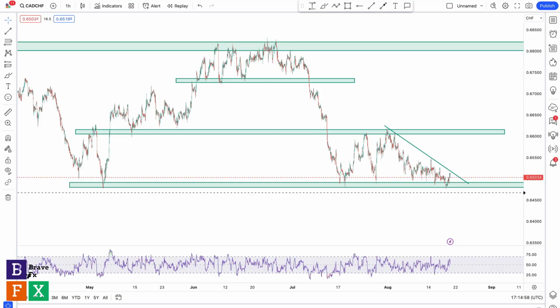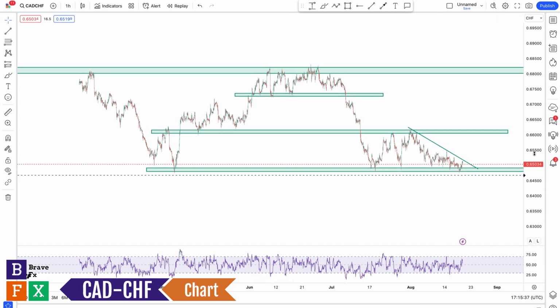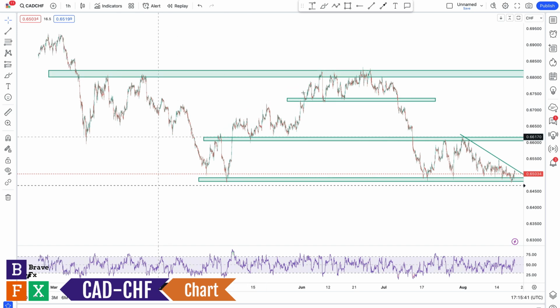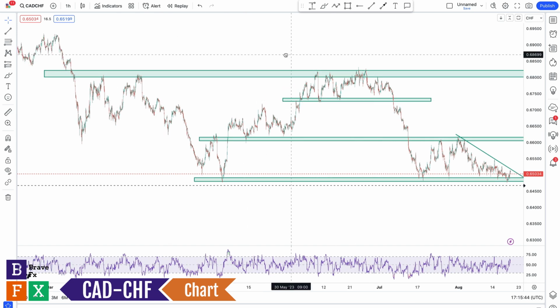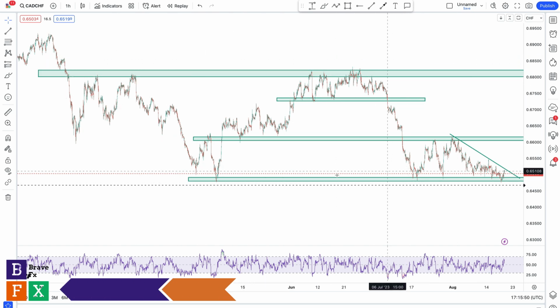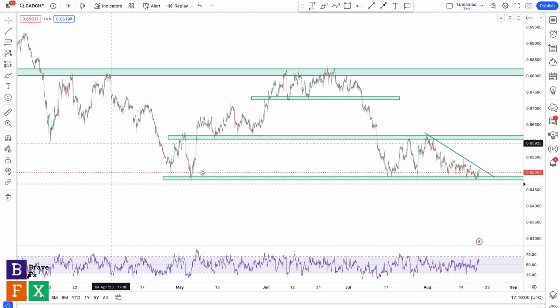Lastly, we're going to take a look at CAD-CHF, an interesting chart I've been watching for a while. If you take a look at this chart, you would notice we are in a bearish trend. Over here on the 1 hour time frame, it looks like a giant consolidation, a giant range, taking its highs and these lows. But right now, I think there's a good chance we break these lows, because we just had a giant consolidation over here.